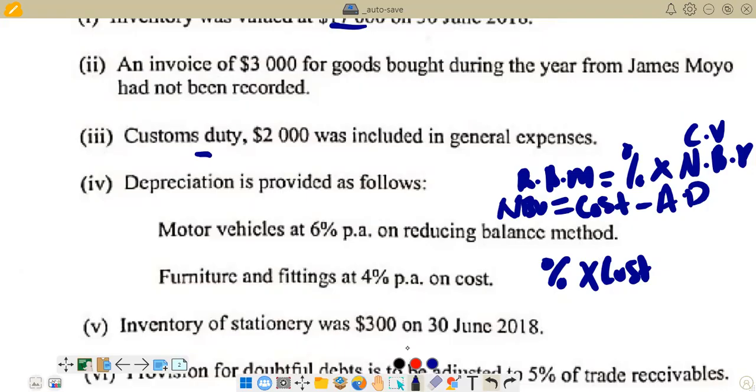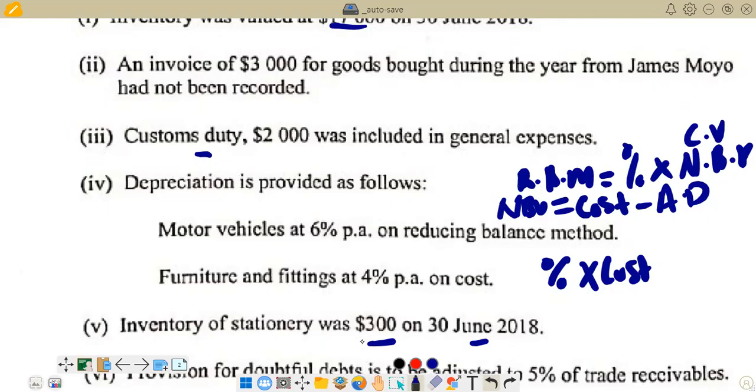Then item 5, stationery was $300 on 30 June 2018, which is where the year is ending. So what does it mean? The figure given in the list of balances for stationery represents the amount that was paid for the stationery that we bought, and at the end of the period we have only $300 of stationery remaining. So in the profit and loss under operating expenses, we want to enter the stationery that was used, and that represents the expense. To find that figure, we say what we bought minus what we still have, and we are left with the expense. So that's what we are going to do on item 5.